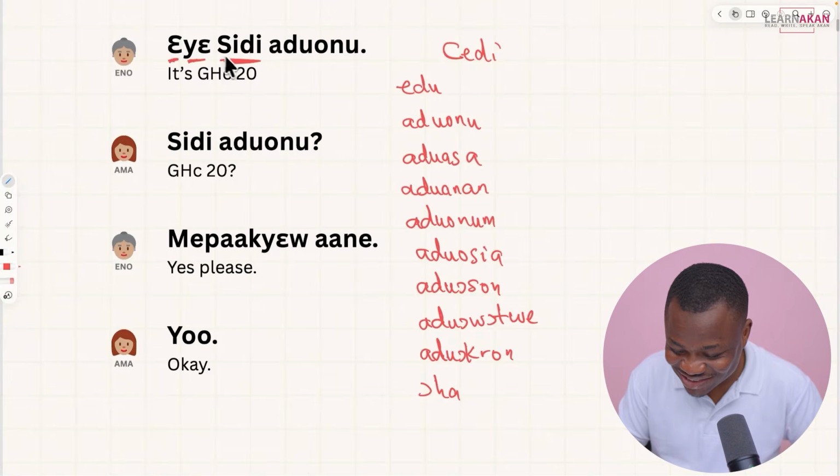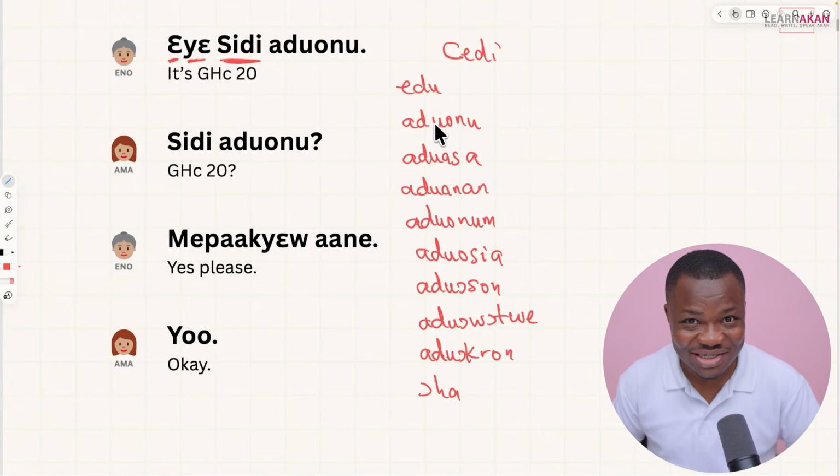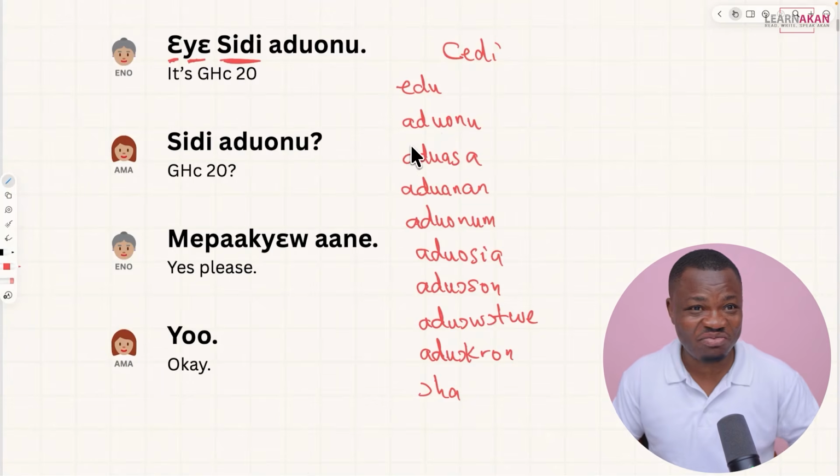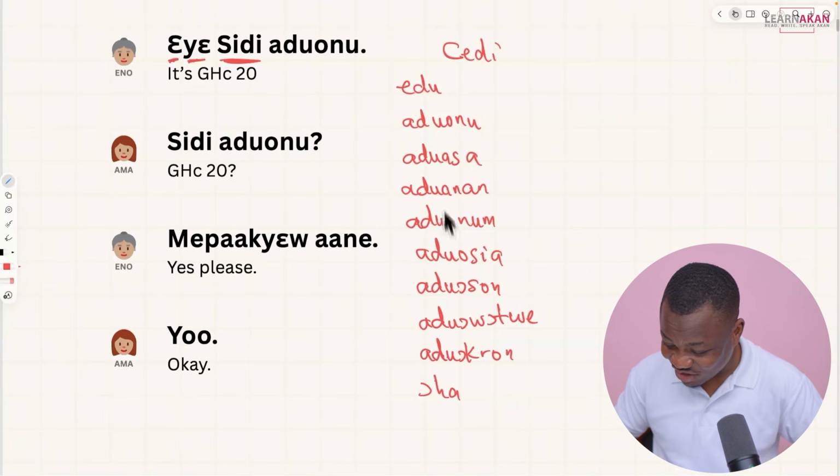So cedi aduonu, it is 20 cedis. So if it were, say, 60 cedis, this would have been cedi aduosia.